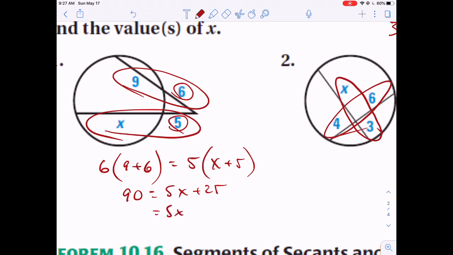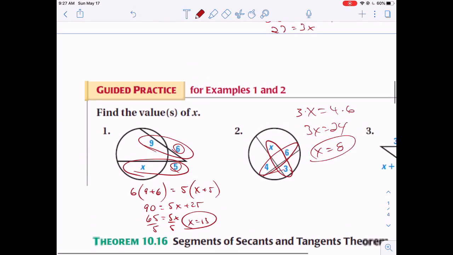5x equals 65. Divide by 5. X is 13. So far, these are coming out nice. A lot of these kind of problems come out with decimals a lot of times. So that's two of those with the secants.